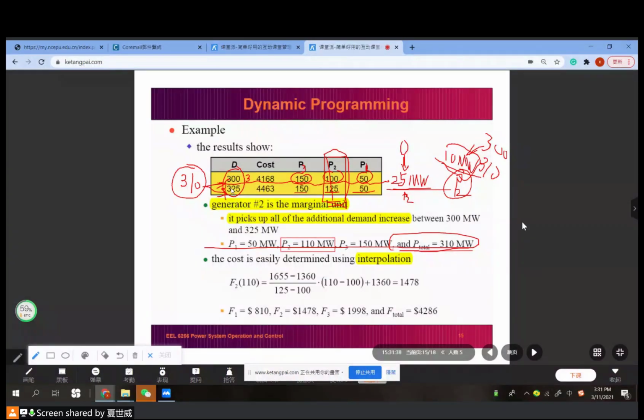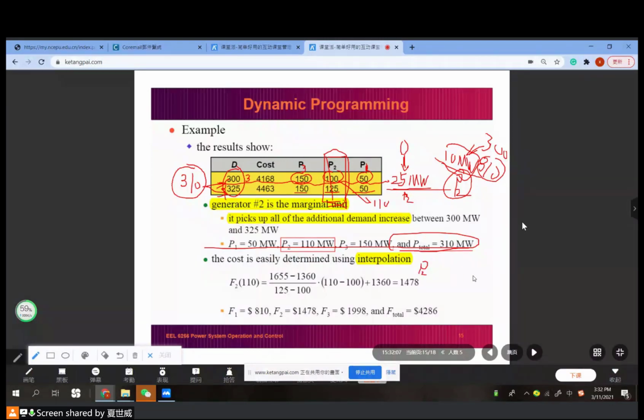Because based on these observations, we found that P2 increased 25 to support an increase of total load 25. So if you increase total load by 10, of course P2 will increase 10, from 100 to 110, to support this load. Okay. So the cost is easily determined using interpolation only for P2.